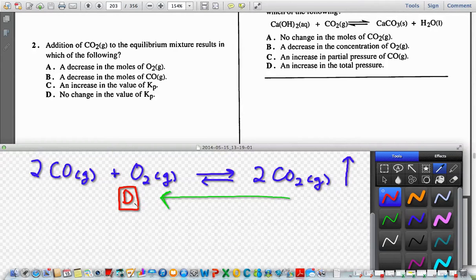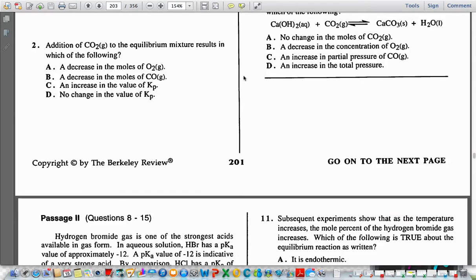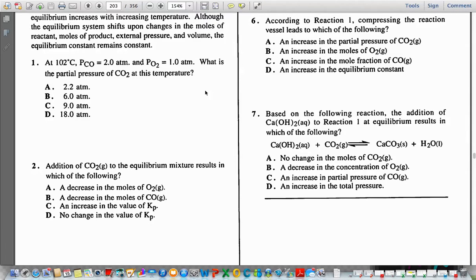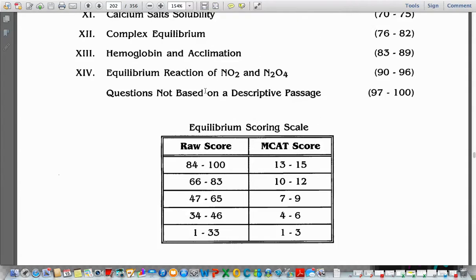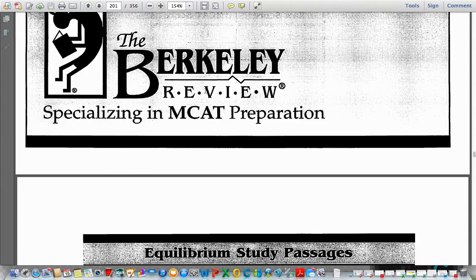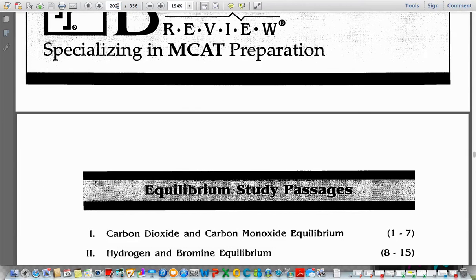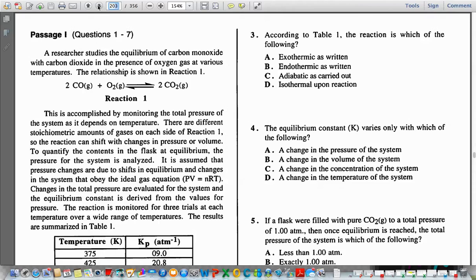Okay. Answer choice D. What's the next one? 4. This is the one where I had the right answer and changed it. Okay. One of those. Well, let's just go ahead and look at it. Oh, no, I just love it when it does this. Okay. All right, number 4. Equilibrium constant varies only with change in temperature. Yeah. That's just A.